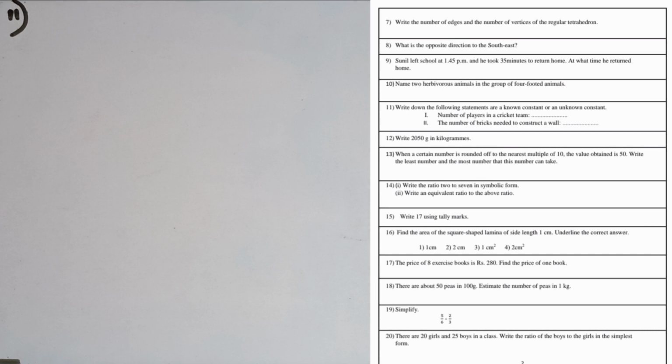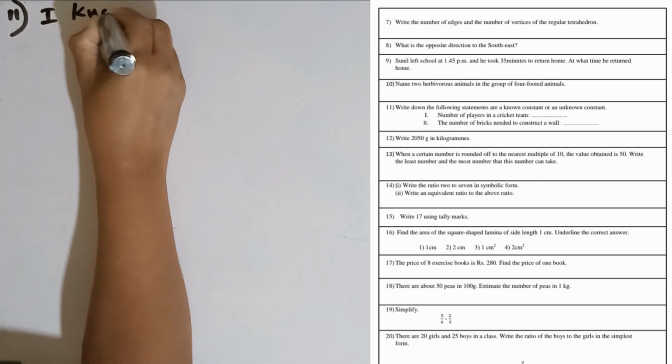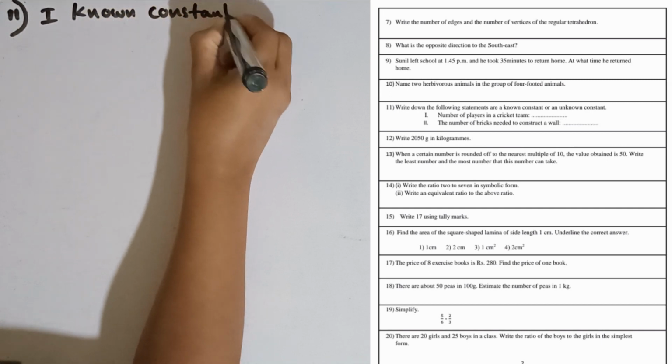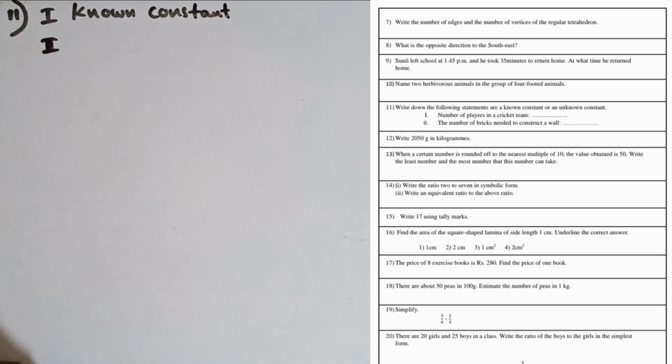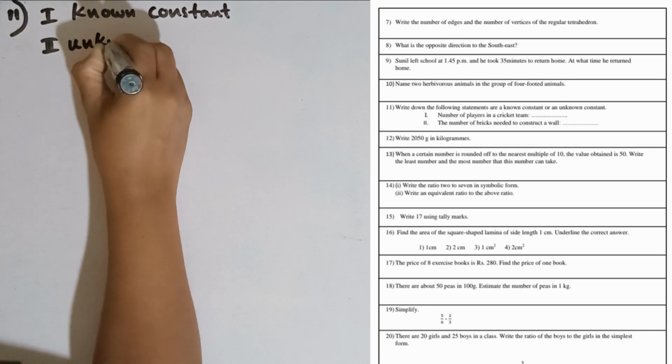Question number 11. Write down whether the following statements are a known constant or an unknown constant. First one, number of players in a cricket team. That is a known constant. We know the exact value of the number of players. Then second one, the number of bricks needed to construct a wall. That is a fixed value, but we don't know it clearly. So because of that, it's an unknown constant.